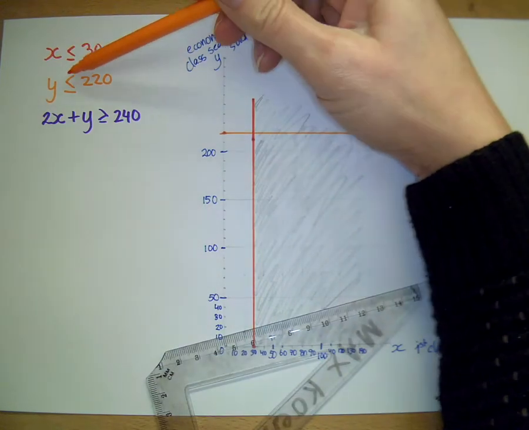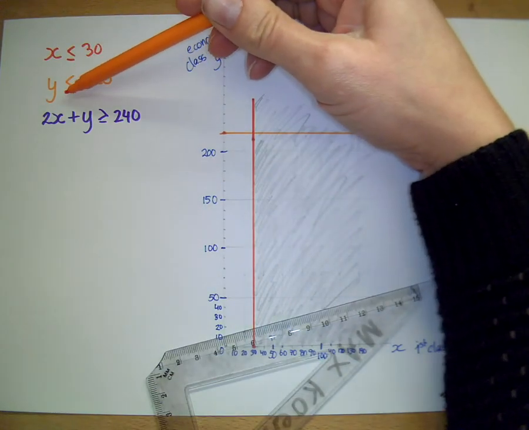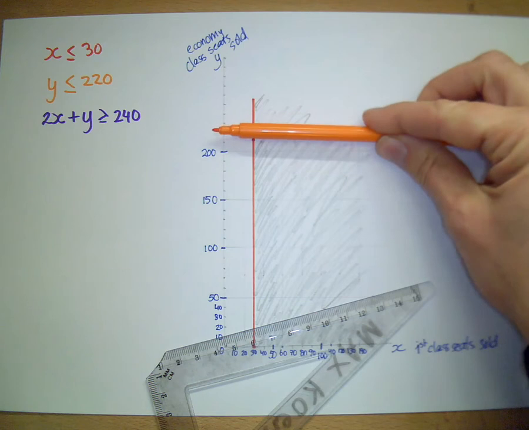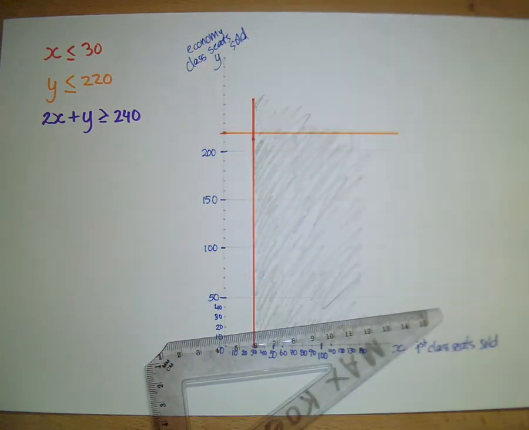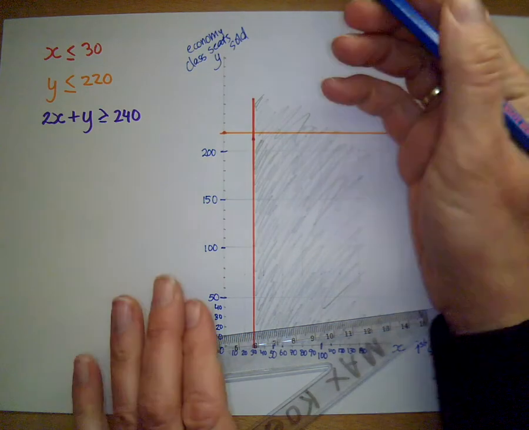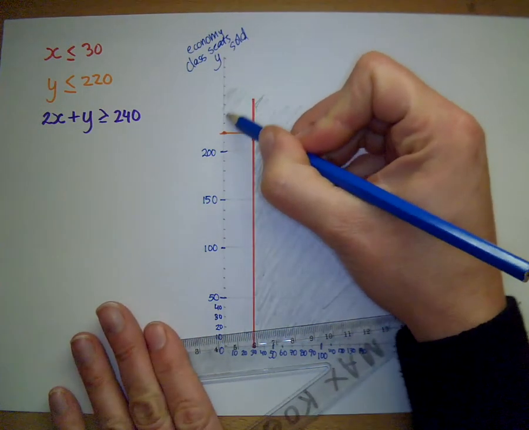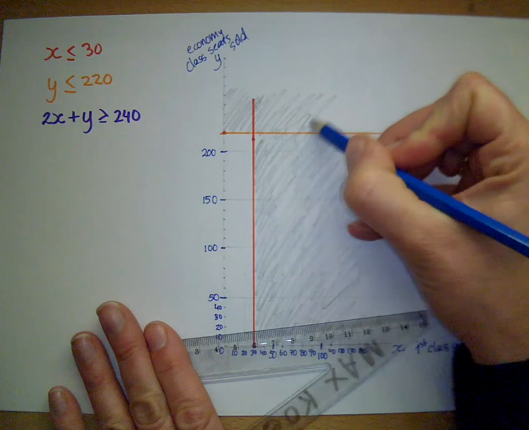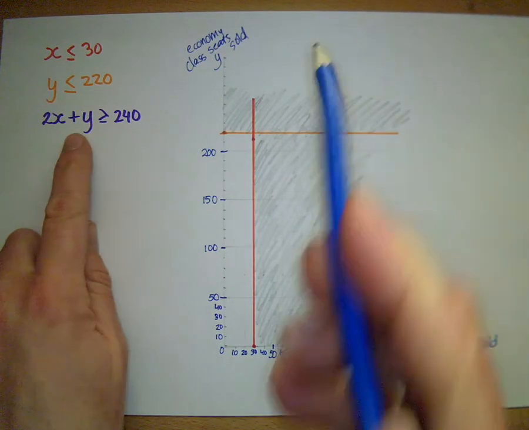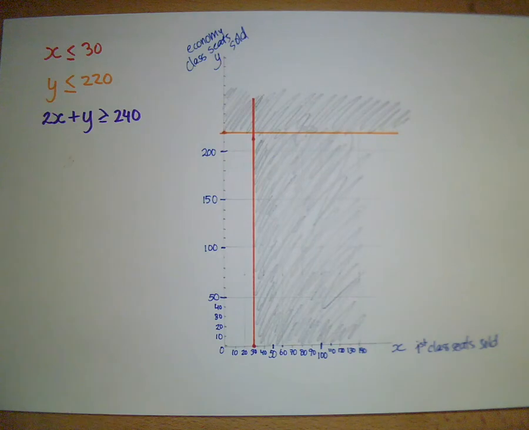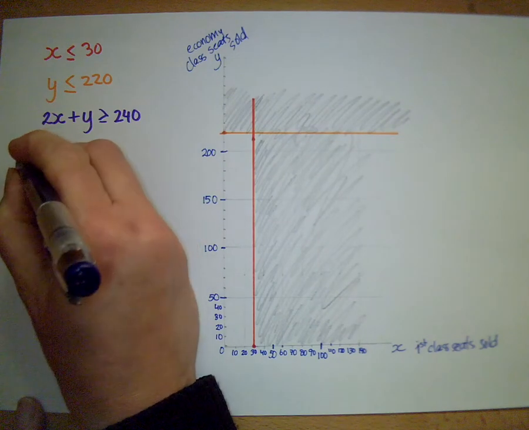Y has to be smaller than or equal to 220. Y is smaller than 220 here, so up here it's greater than. We don't want it to be greater than 220, so we're going to shade all of this. Now for this equation, let's just write it out.